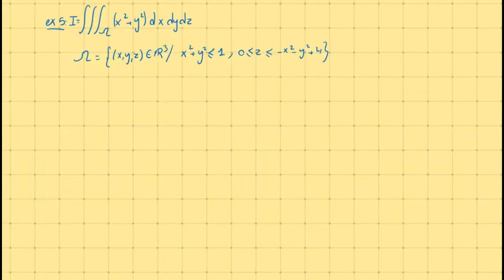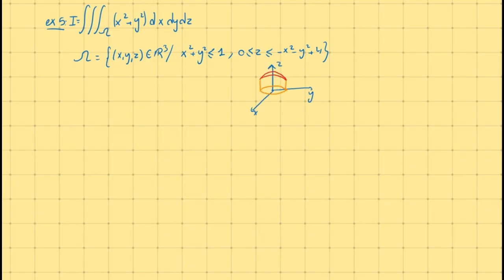Let's move now to the final example. That's the integral of x² + y² dx dy dz, where the region in space, the domain omega, is given by all the points such that x² + y² less than 1, so that's the circle in the plane, and then z is between 0 and some function, minus x² minus y² plus 4.